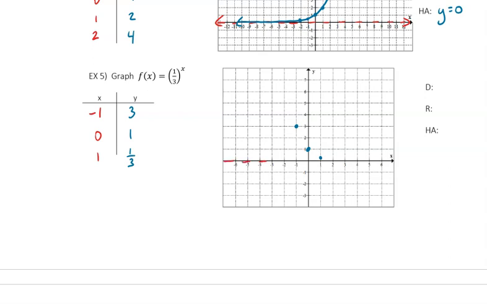Again, we're going to have that horizontal asymptote right on the x-axis. And it's going to make a very similar shape. The difference this time is that it's going to be dropping as we go to the right.